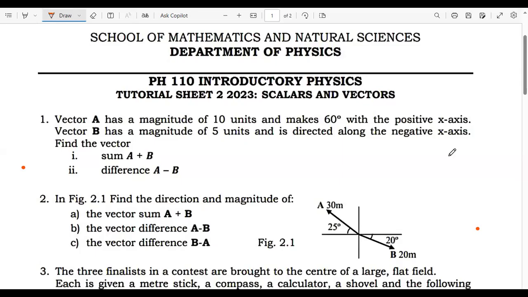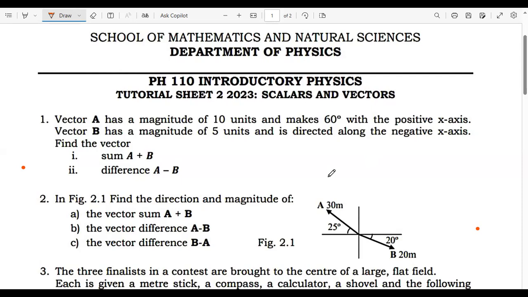Okay, so welcome everyone to today's tutorial. We are looking at questions to do with scalars and vectors. This was tutorial sheet 2 of 2023, and we wanted to solve some of these questions.